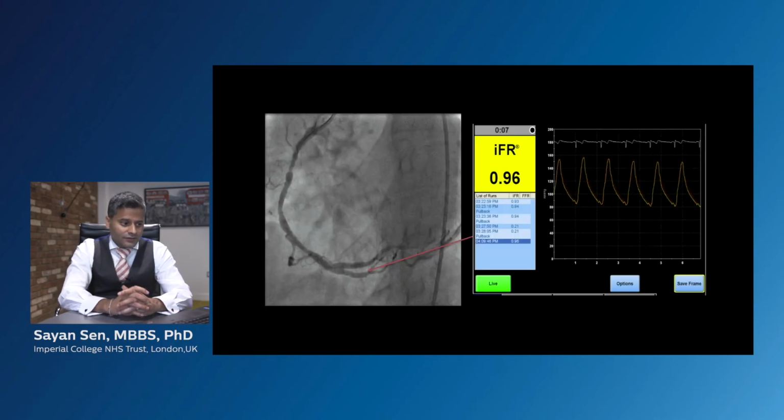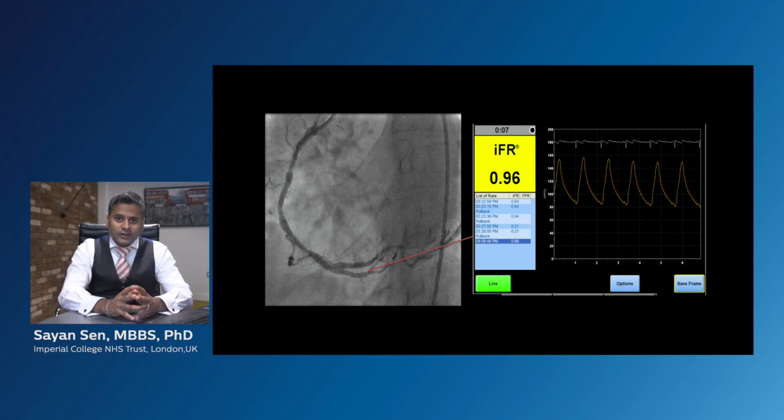When we passed the iFR wire into the PDA vessel, as you can see here, we can see an iFR value of 0.96, suggesting complete resolution of the hemodynamic loss from the osteal stenosis. Furthermore, it also allowed us to determine that the proximal lesion was actually not hemodynamically significant.